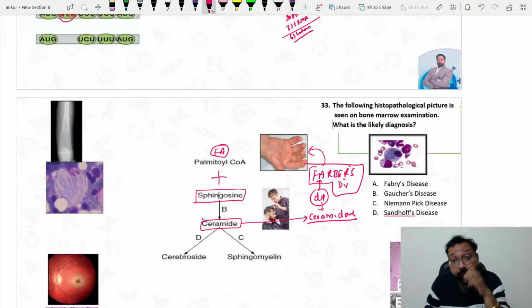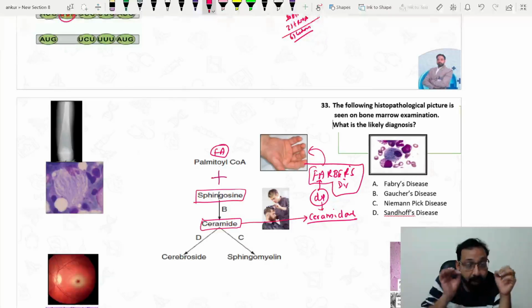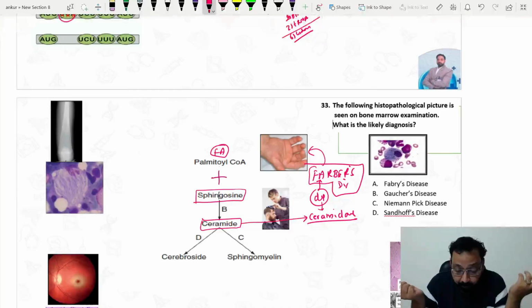So Farber disease is a frequently asked clinical question. They will give multiple symptoms and say that the patient is having rheumatoid arthritis-like joint pain. The answer would be yes, Farber's disease.